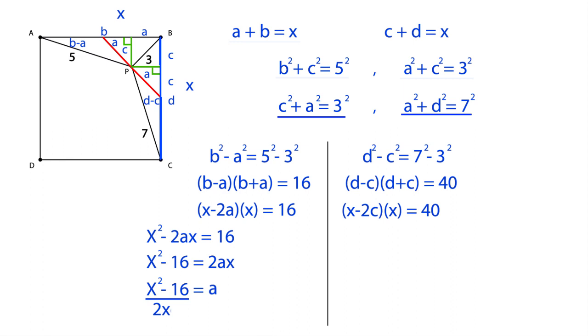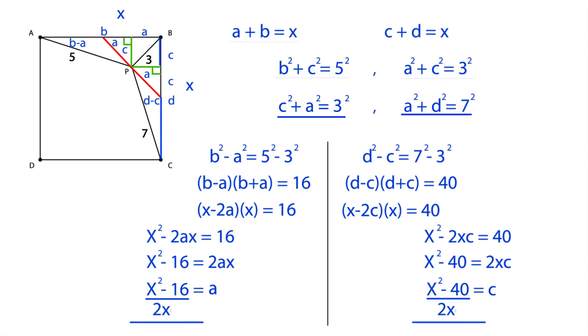And now I will try to isolate for the variable C. X squared minus 2xc is equal to 40. X squared minus 40 is equal to 2xc. And therefore C is equal to x squared minus 40 over 2x. So I have A in terms of x and I have C in terms of x. And the good news is we have an equation that relates A and C. It's right here. A squared plus C squared is equal to 3 squared. So I will substitute these values that involve x into that equation, and that will allow me to solve for x, which is what the question wants us to do.